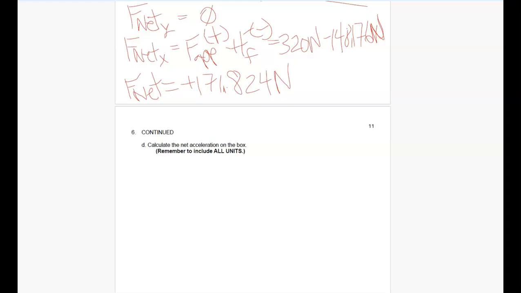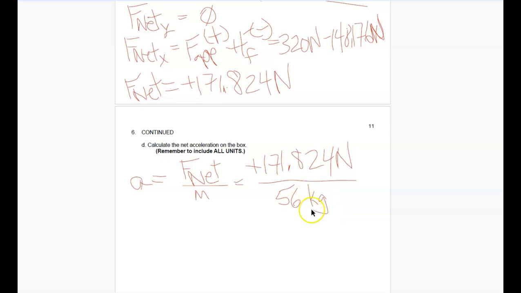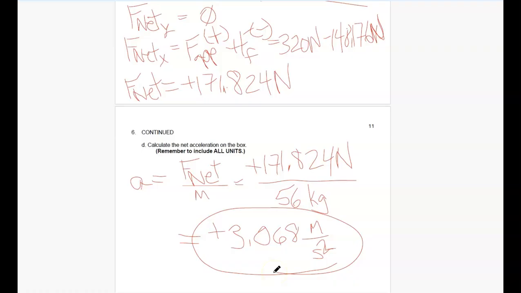Well, the only thing we have left to calculate here is our acceleration. And we know acceleration equals our net force divided by our mass. Well, our net force is plus 171.824 newtons, and we know our mass is 56 kilograms. So now we just plug these numbers in and we divide it out, and we end up with our final acceleration as positive 3.068. We know accelerations are always going to be in meters per second squared. And that is the last item that we needed to calculate.